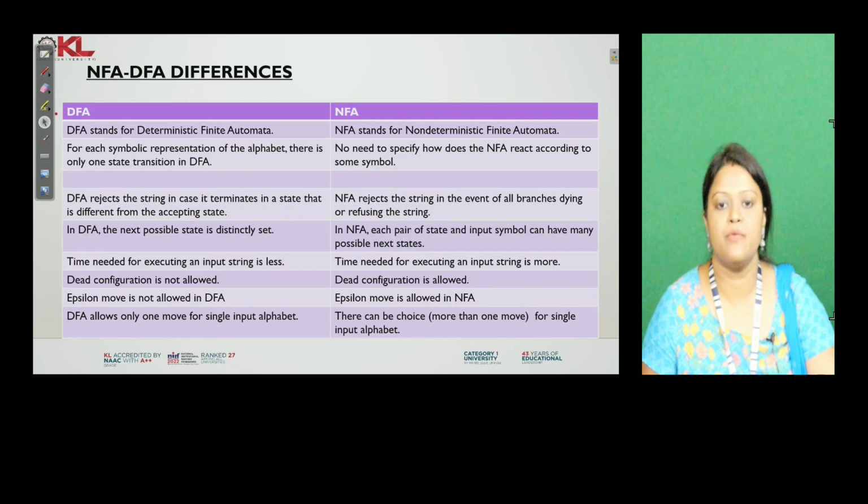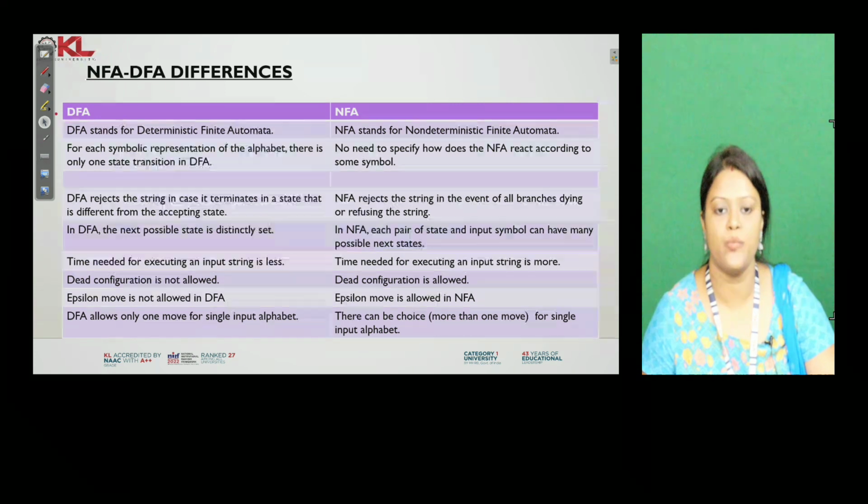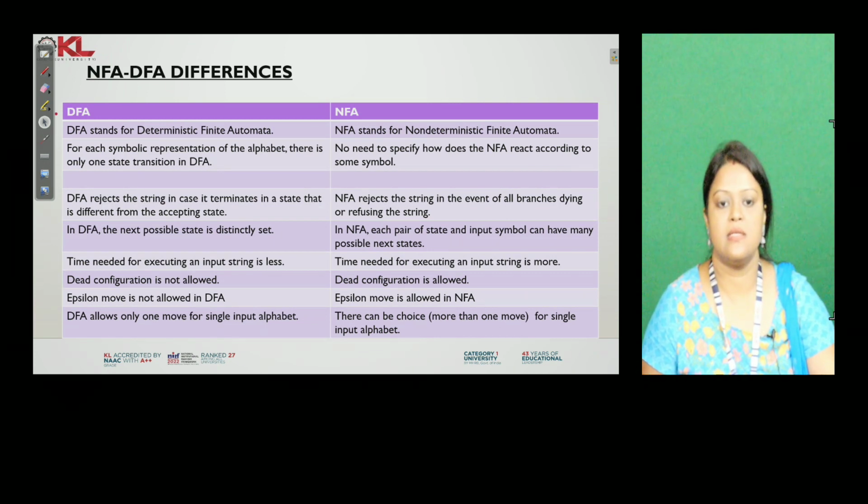So in NFA and DFA, we can say that DFAs are deterministic, which means all the moves we have to mention here. In NFA we don't need to care about all the moves. For every symbol there should be at least one and only one transition in DFA. In NFA there can be more than one transition. Similarly, in DFA we have to define the next possible move distinctly, while in NFA it can be anything.